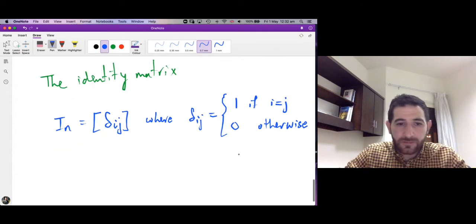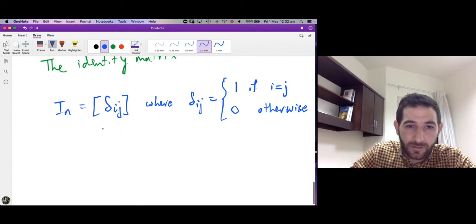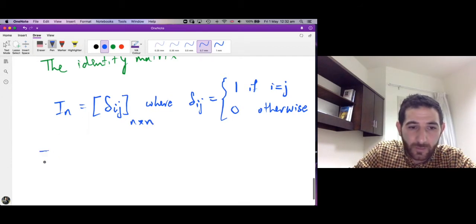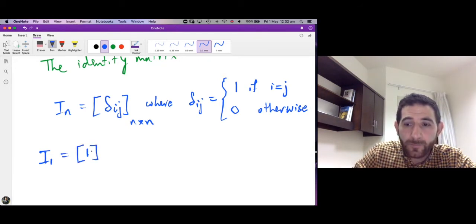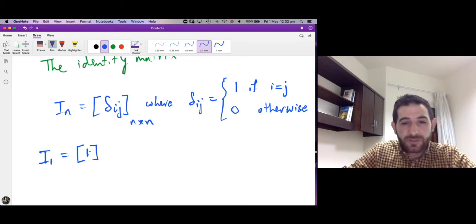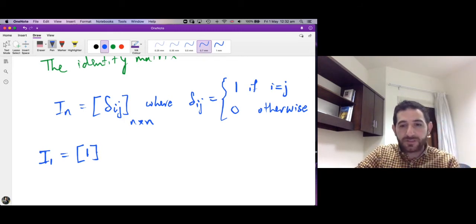Okay, so all what I'm saying is that it's of dimension n by n. So what's I1? It's the identity matrix of dimension 1 by 1, so it has only one entry, which is 1, because 1 is equal to 1.